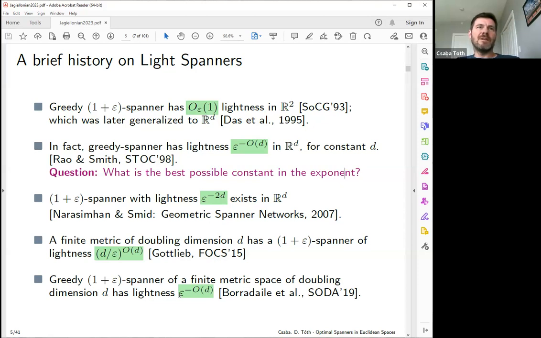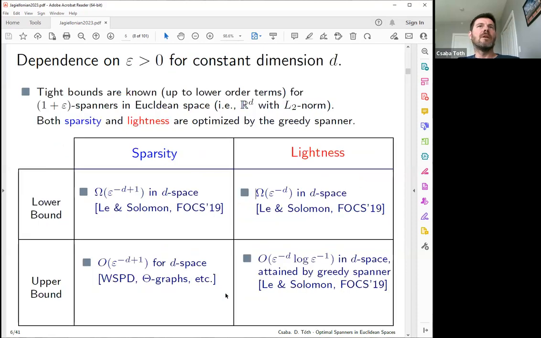So the same epsilon bound holds for doubling dimension, and the upper bound is again in this lower right corner here by Le and Solomon. So it's roughly epsilon to the minus d. So as you can see, there are almost matching upper and lower bounds for both sparsity and lightness. So you can ask, what am I talking about today if there are tight bounds?